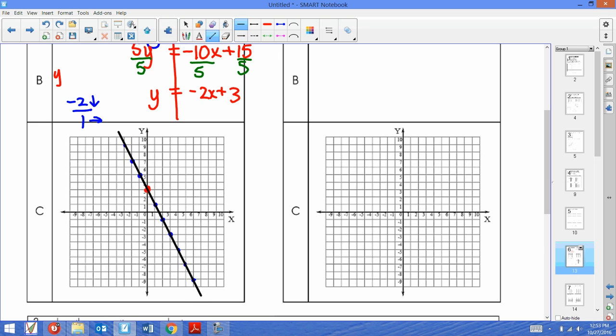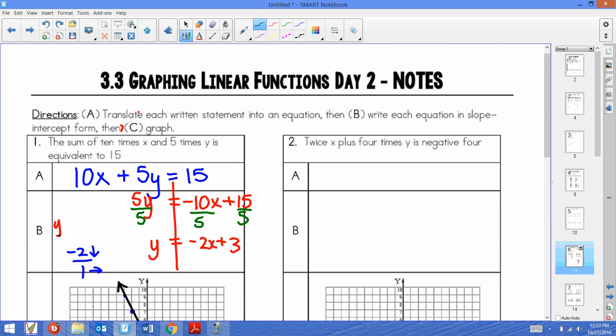Next, you got it. Let's graph this line by connecting the points. And we can label this either with the original or the new equation. It really doesn't matter. I'm just going to label it with the new. And we're done.